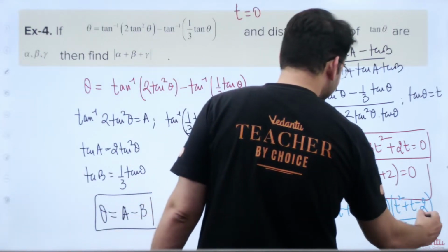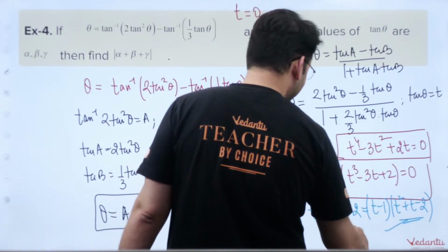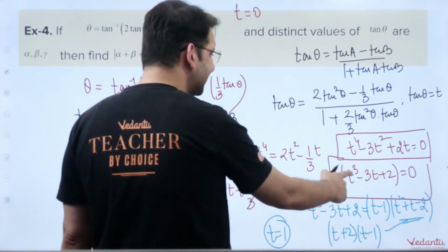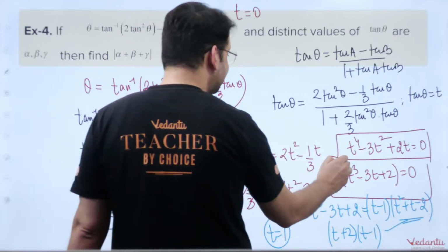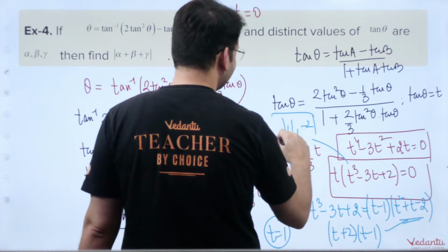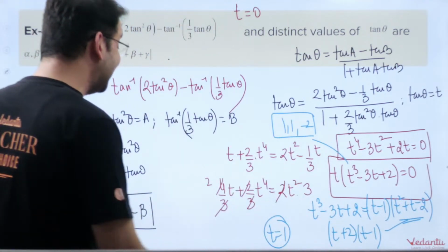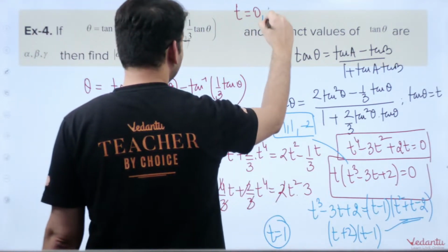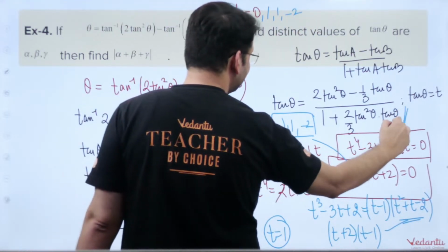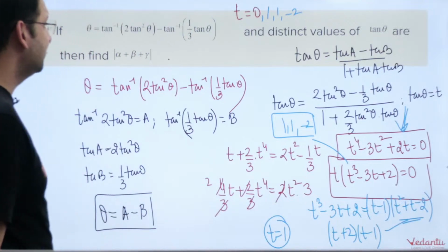As you divide by t minus 1, this is the quotient you get. And if you factorize this, this is clearly (t plus 2) into (t minus 1). So basically this has 3 roots, out of which 2 are equal. That is 1, 1 and minus 2, sorry. So values of t would be 1, 1 and minus 2. So these are the 4 roots of this equation.